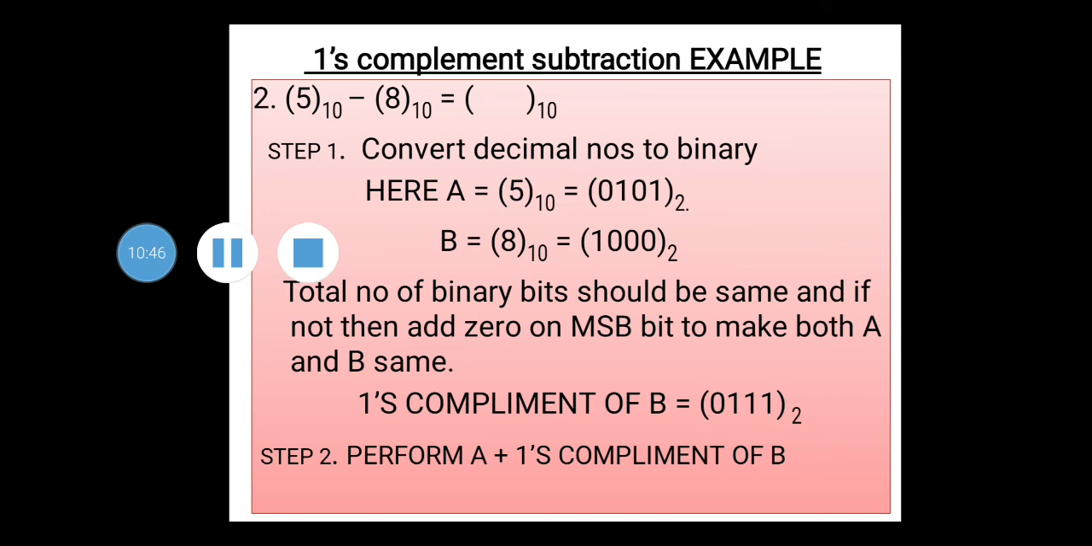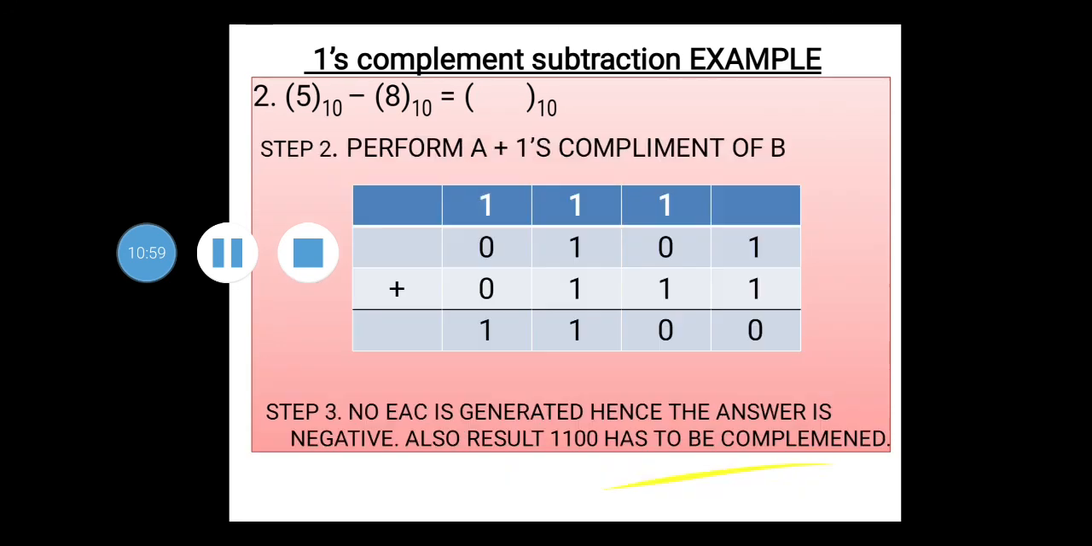Then the next step is find the ones complement of B. For the ones complement of B, convert 1 to 0 and 0 to 1. So here 1 becomes 0 and 0 becomes 1. So you get the answer 0 1 1 1. Next step, perform addition of A and the ones complement of B. So the addition is shown here. You check here. A is 0 1 0 1 and the ones complement of B is 0 1 1 1. While adding, whatever carry is generated is written up here in the blue color row. These are all carries, but these carries are different. So the final answer is 1 1 0 0.